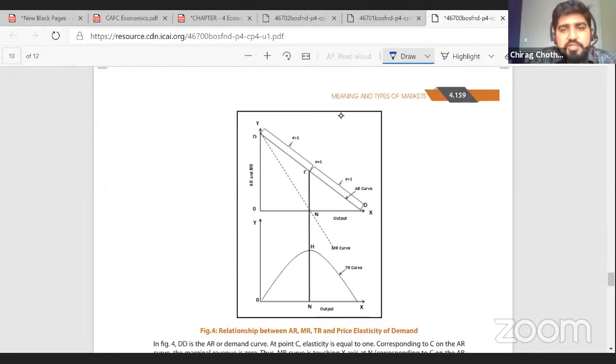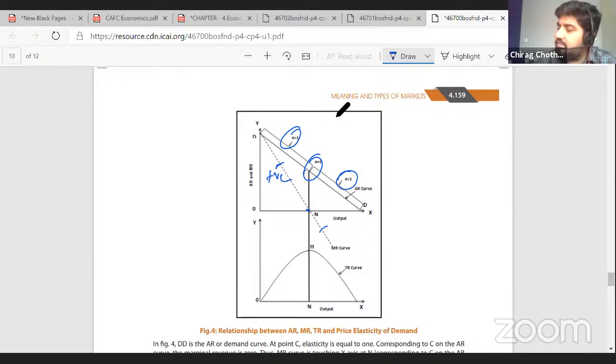So we know the relationship. This is the same thing: when elasticity is equal to 1, MR is 0. When elasticity is greater than 1, MR is positive. When elasticity is less than 1, MR is negative. At the same point, students, you need to remember one thing. Whenever your MR is equal to 0, your TR will be maximum. So when elasticity is equal to 1, TR will be maximum.